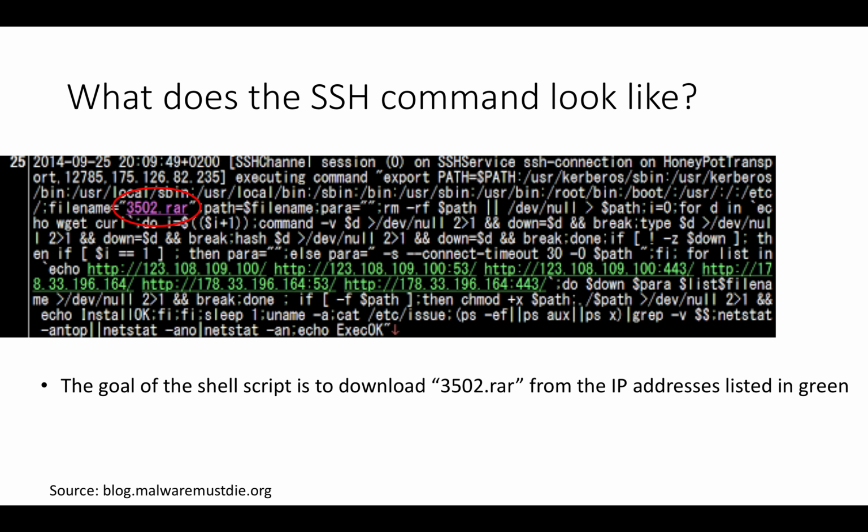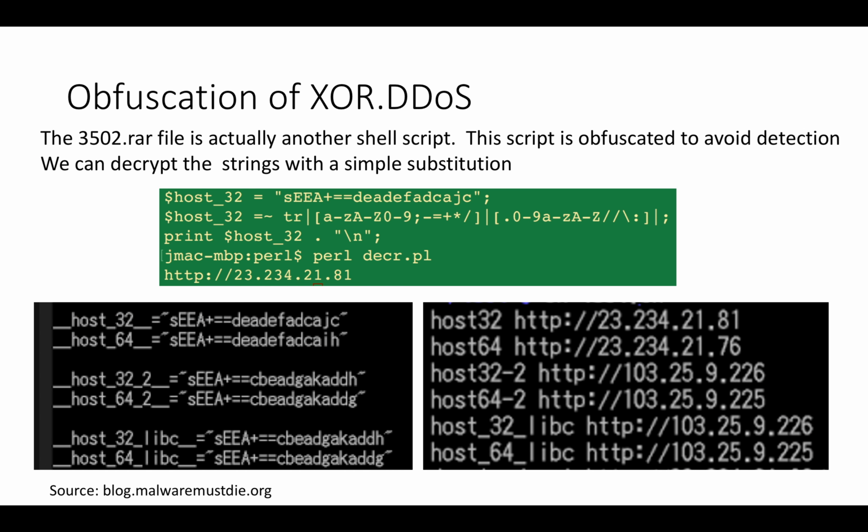And what that is, it's downloading a file, 3502.rar, and in that, it's looking at a bunch of IP addresses to attempt to grab this file down. Now, this file itself, and this is where it comes a little bit of obfuscation here, but it's just another shell script once you uncompress it, the 3502 RAR file.